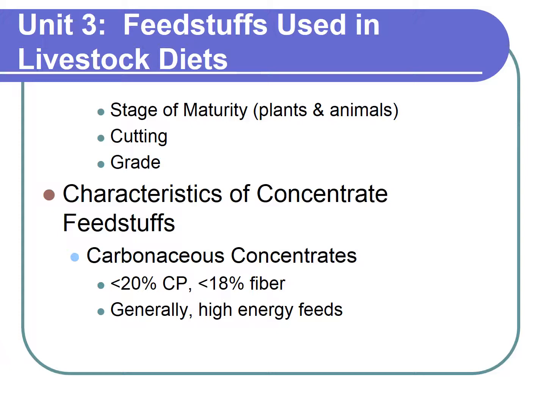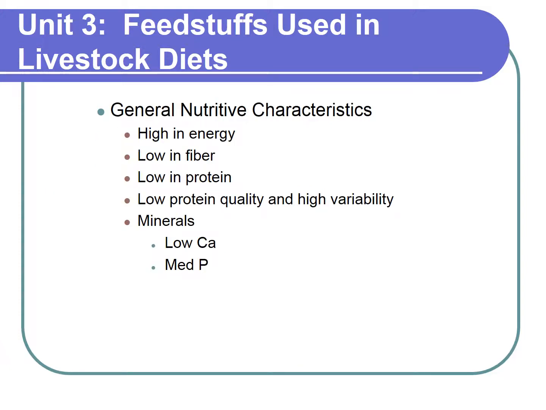So when we looked at characteristics of concentrate feedstuffs, carbonaceous concentrates, we get into this a little bit deeper here, talking about feeds that are maybe lower in crude protein and also lower in fiber. Obviously, we're talking about corn, and it's going to be high in energy, low in fiber, generally low in protein, low in protein quality, and sometimes high in variability.